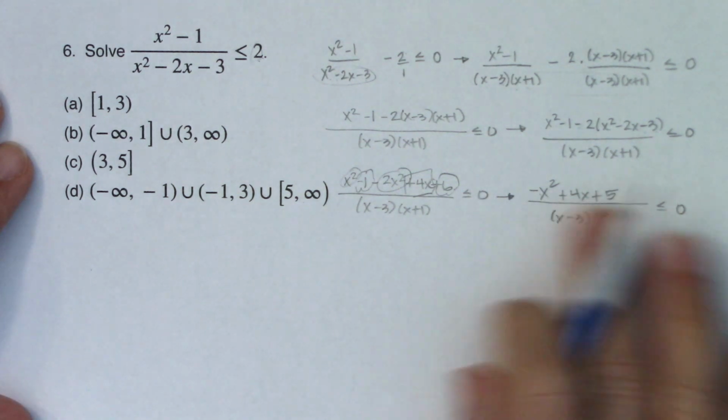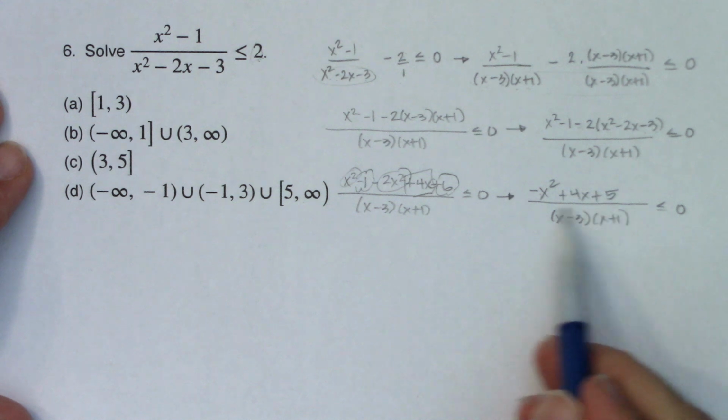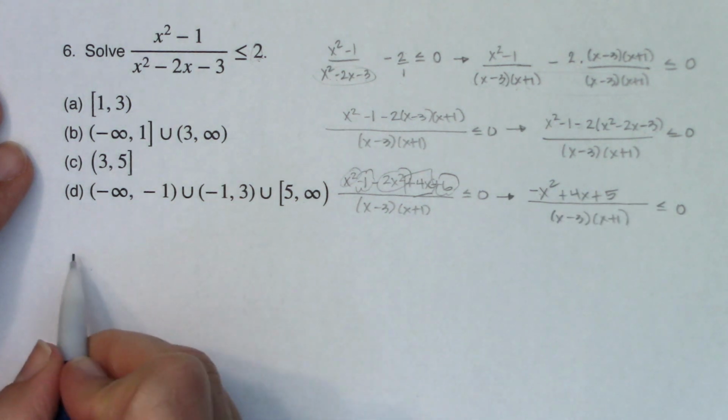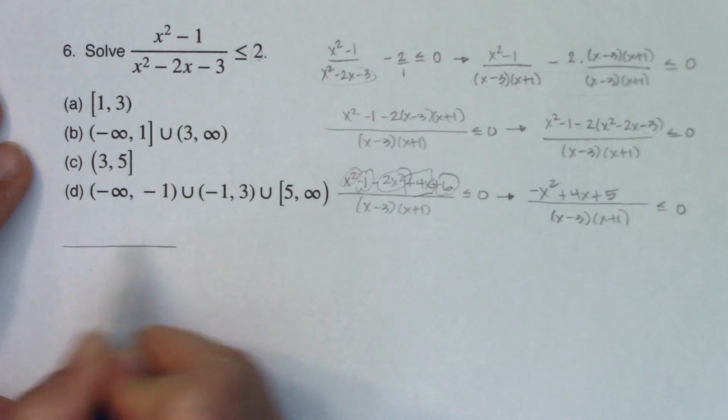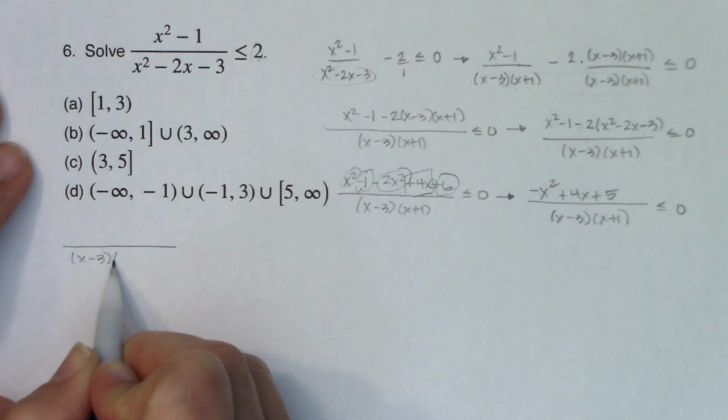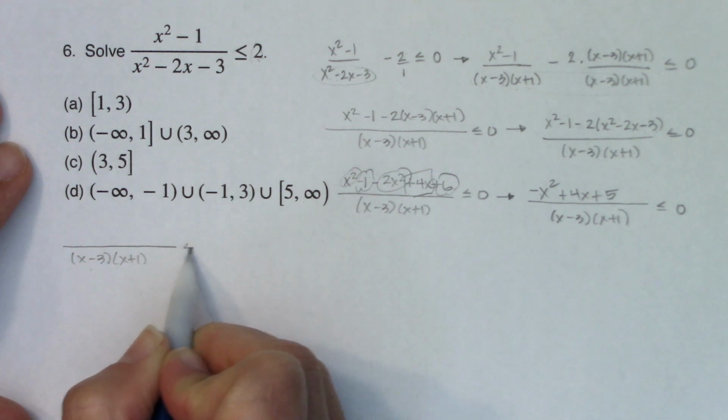All right, so I'm going to leave the denominator the same. So my first step is I'm going to write my denominator in less than or equal to 0, and then I'm going to go factor this. So I'm going to keep my denominator of x minus 3 and then x plus 1, less than or equal to 0.